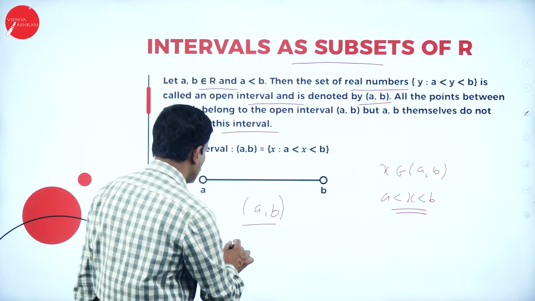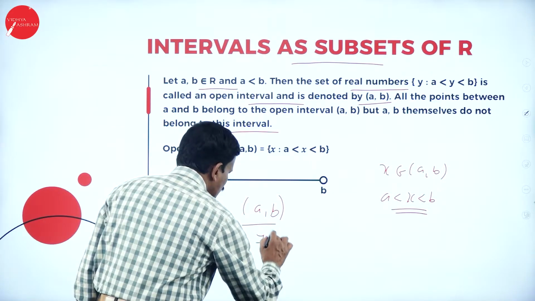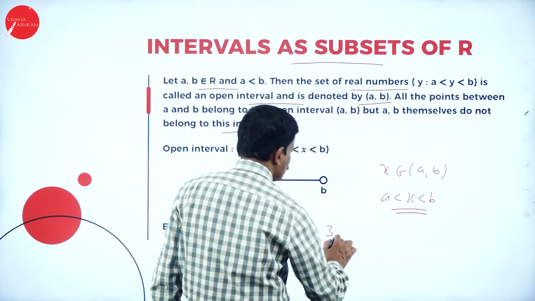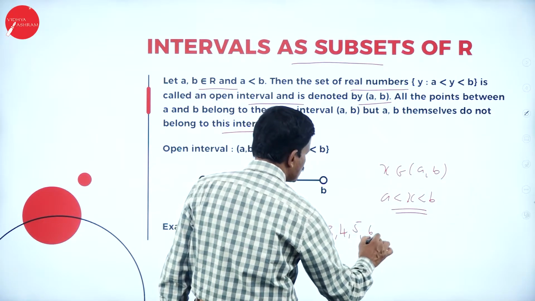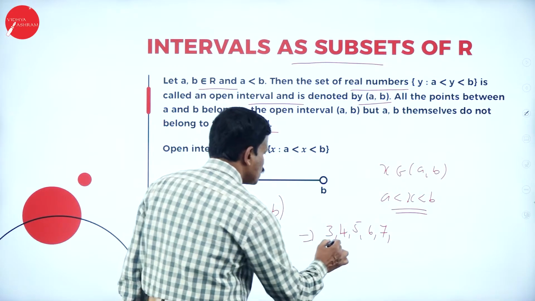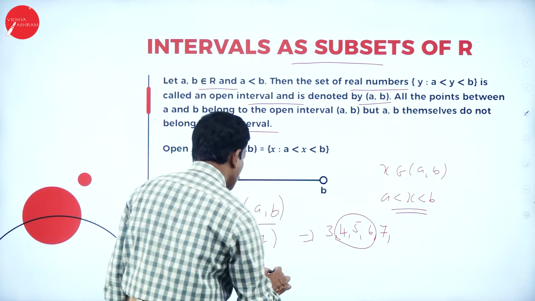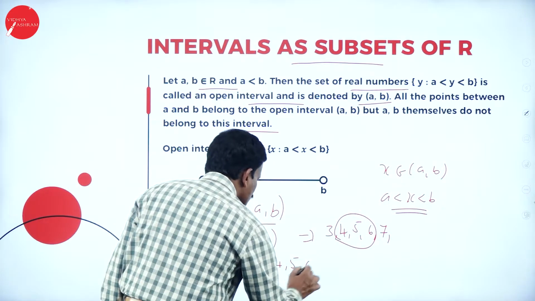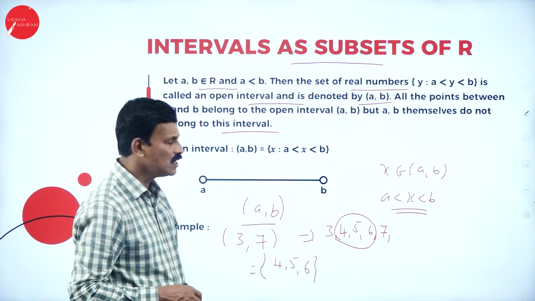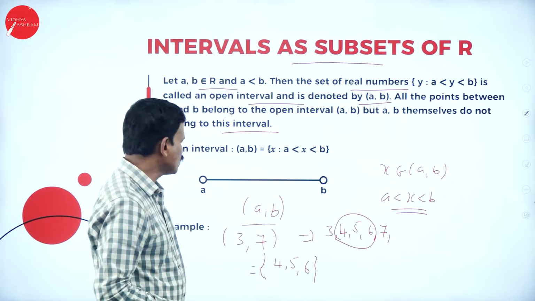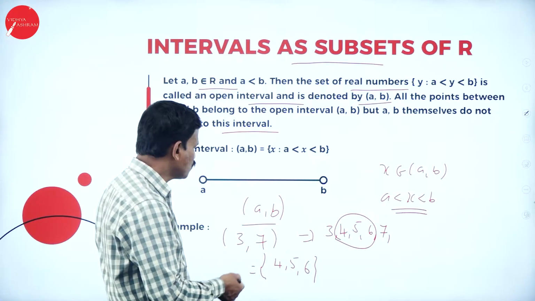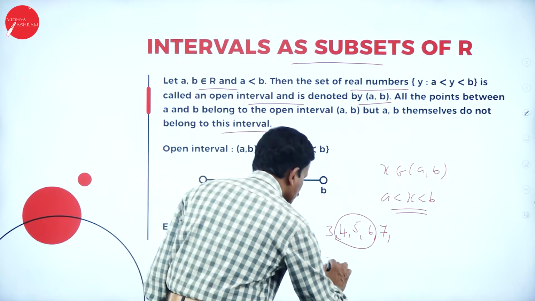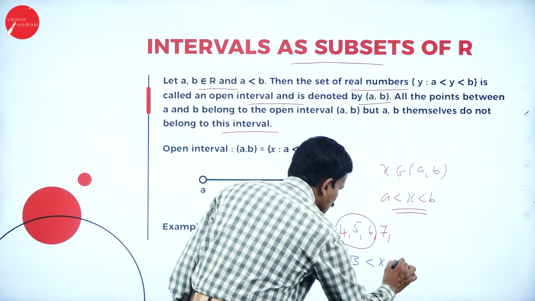Let us take an example. For example, (3, 7). Open interval (3, 7) means what are the values we will get here? The values which lie between 3 and 7 are 4, 5, 6. So that is nothing but 4, 5, 6 comes under this set. That's it, 4, 5 and 6. So the open interval (3, 7) represents all the elements like 4, 5 and 6. So this is represented as 3 less than x less than 7.